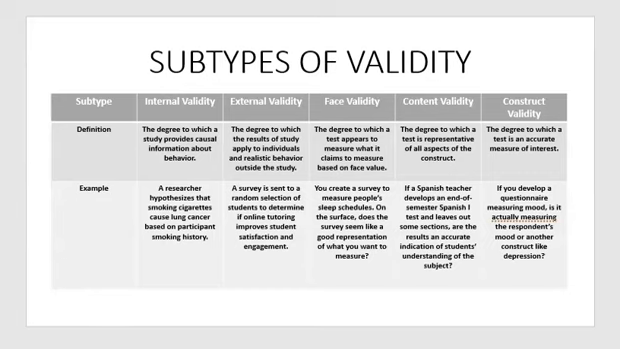External validity, the degree to which the results of a study apply to individuals and realistic behavior outside the study. Face validity, the degree to which a test appears to measure what it claims to measure based on face value. Content validity, the degree to which a test is representative of all aspects of the construct. And construct validity, the degree to which a test is an accurate measure of interest.